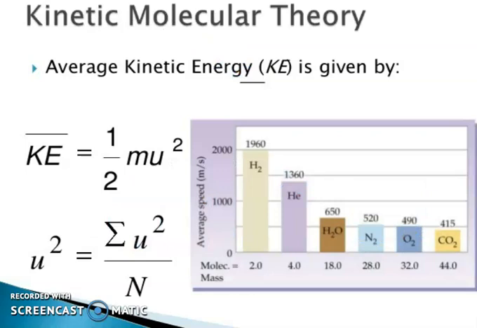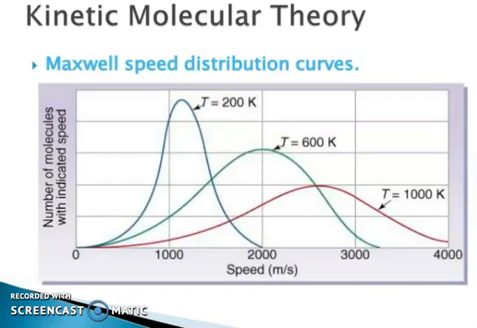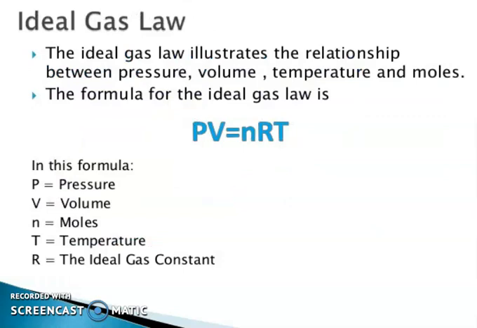So the average kinetic energy K is given by K equals half m u squared, where u squared is the summation of u squared over N. In kinetic molecular theory, you can see the representation of the graph. It is the Maxwell speed distribution curve.